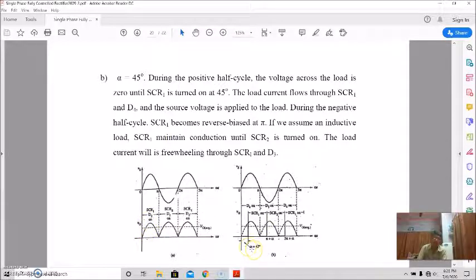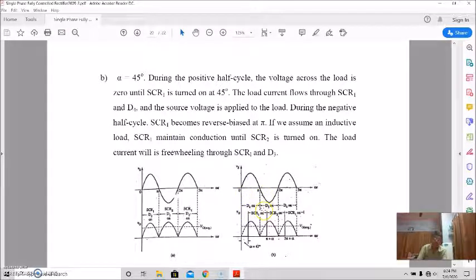This will be truncated. So this will be the output. Clear? So for this portion, SCR 1 and diode 4 are in conduction. This is diode 4 in conduction. This is SCR 1. So voltage is impressed across diode 4. It is forward biased, but unless and until SCR 1 is fired, it is not possible for current to flow through diode 4.